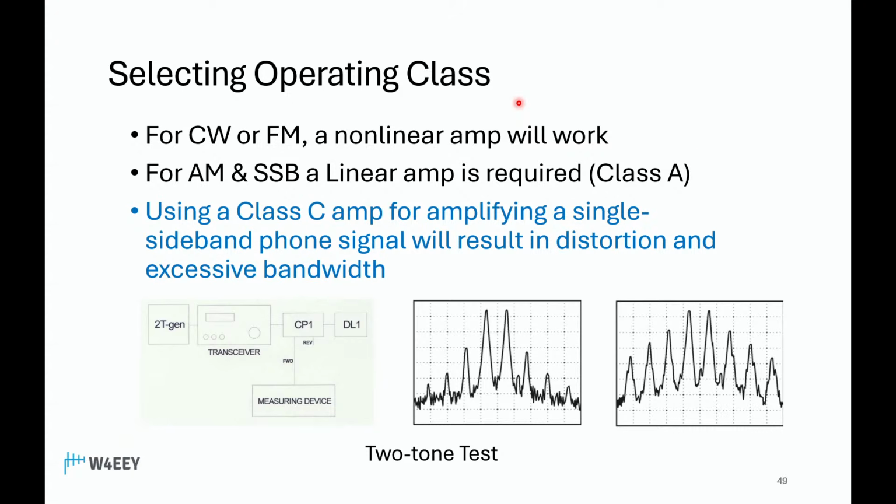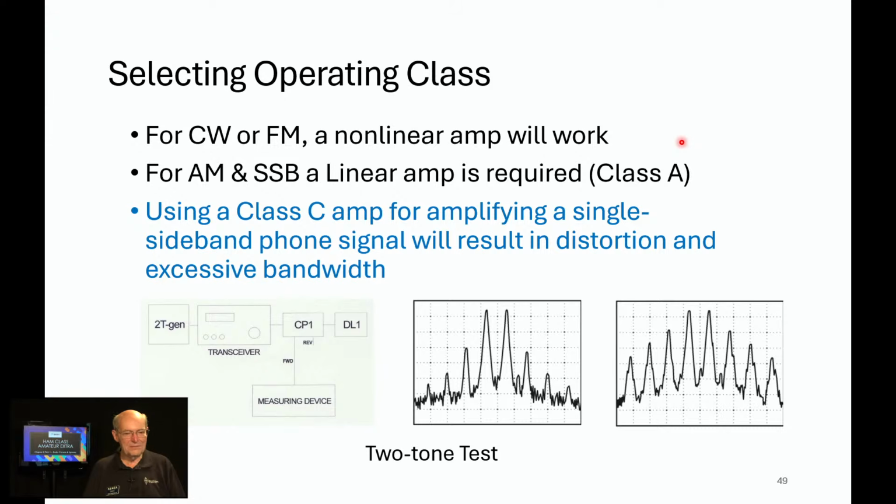So I mentioned for CW or FM, a nonlinear amp will work. That would be something in the B or C category. For AM and SSB, a linear amp is required, Class A. This isn't 100% of the case, but I'm simplifying it for you for the purpose of our studies. So using a Class C amp for amplifying a single sideband phone signal will result in distortion and excessive bandwidth.